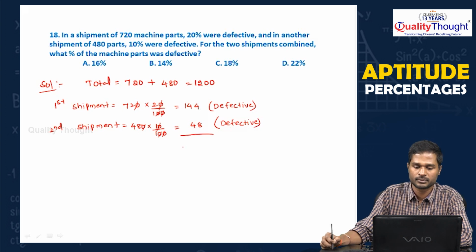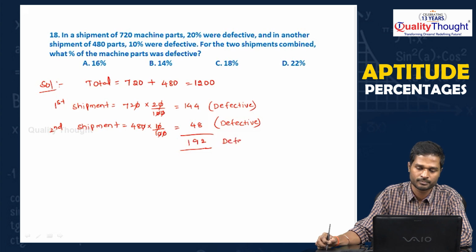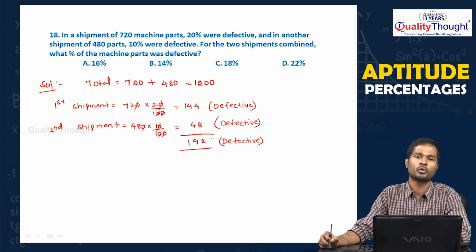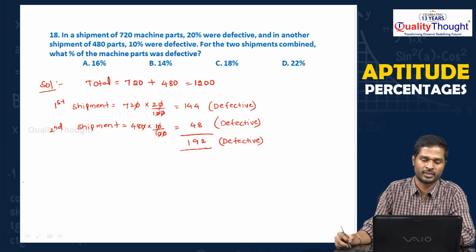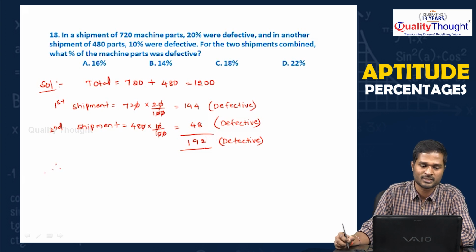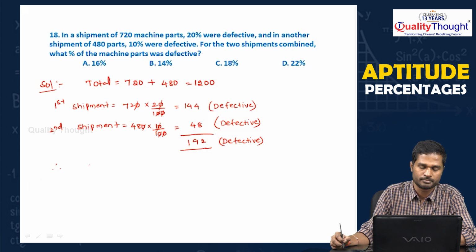Okay. Now check this, what is the total defective? So the total defective is, this is 12, this is 9, and this is 1. So these are the total defective. I mean, combined from both the shipments, 192 machine parts are defective in total. Therefore, what he is asking is, what percentage of the machine parts were defective together? So, the total combined defective percentage.